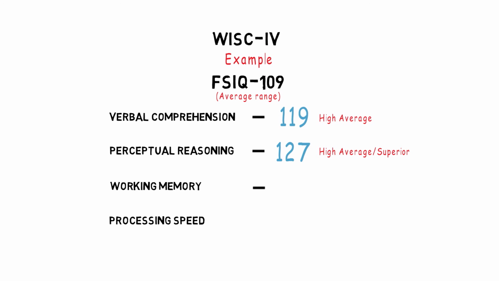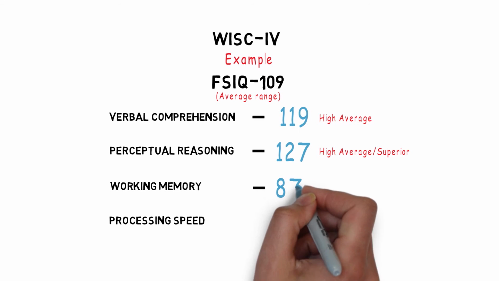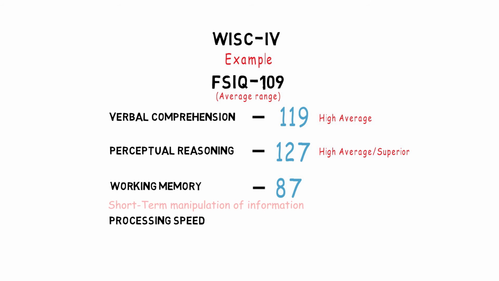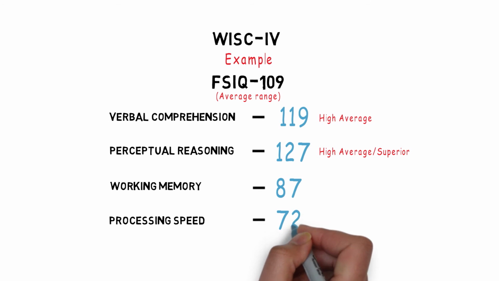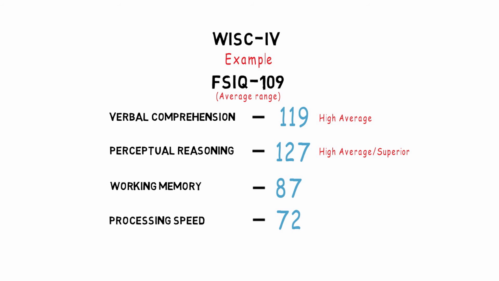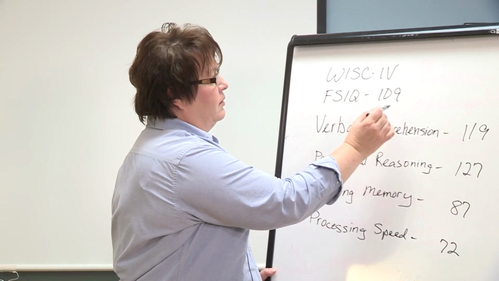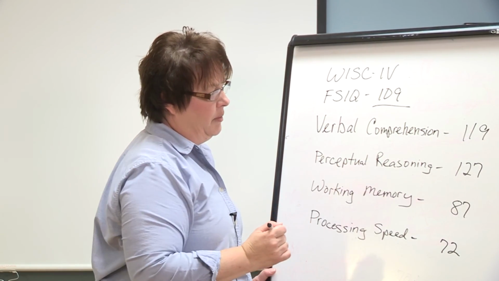Working memory, his score came out at around 87. And working memory is your ability to take information in the short term and manipulate it. And then his processing speed came out at 72. And processing speed is how efficient or how quickly he can process that information and respond back. So 109 does not describe my son.